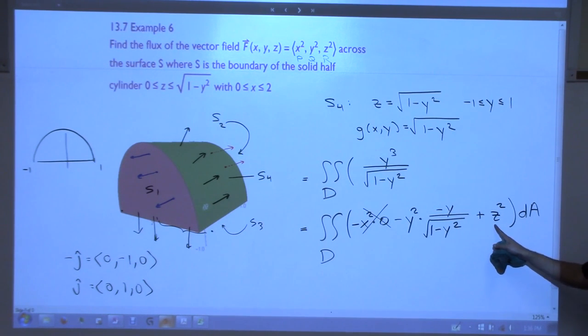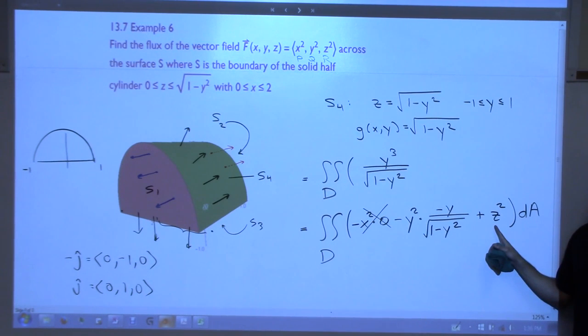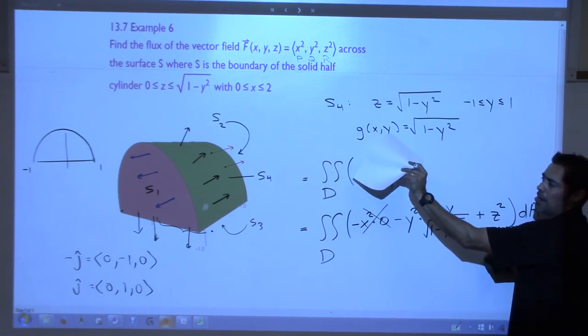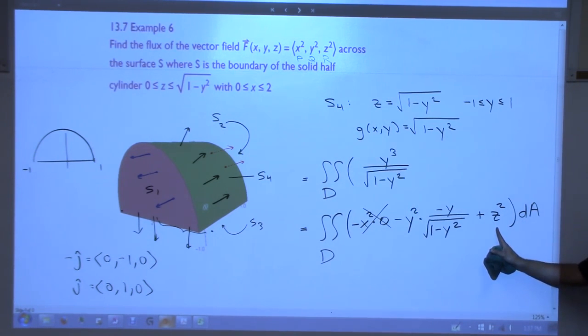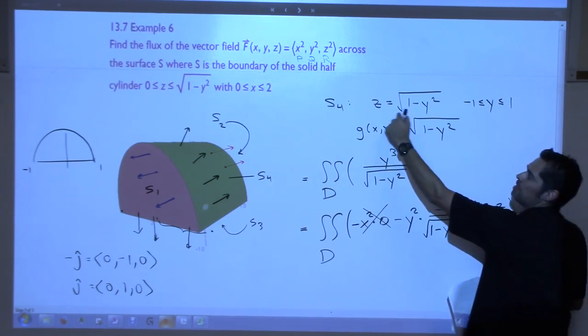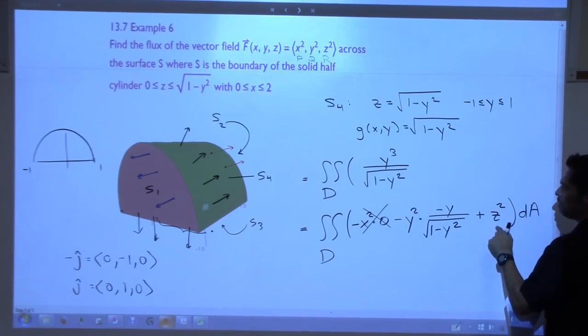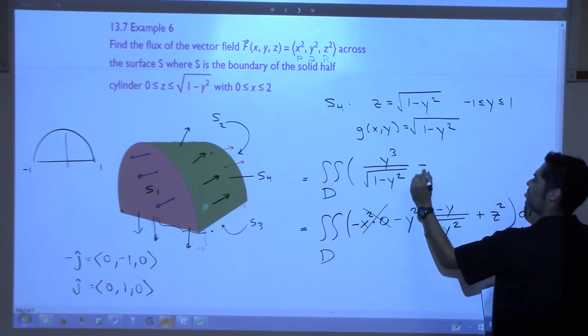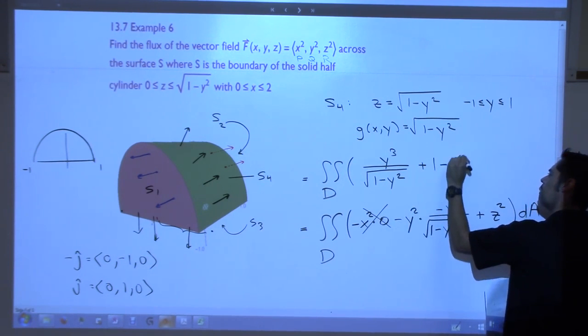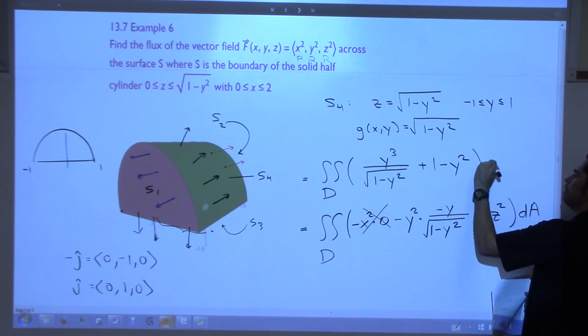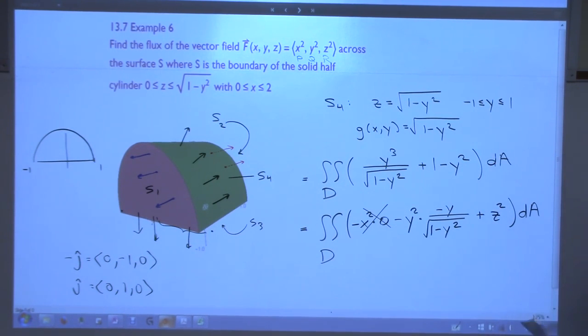Plus z squared. Now look, what are the integration variables going to be here? x and y, right? So we can't have a z in here. But do we know what z squared is? Well, that's what z is, right? So square both sides. So z squared is 1 minus y squared. So I'm going to replace this with 1 minus y squared plus 1 minus y squared. And then dA. And I think that's good.